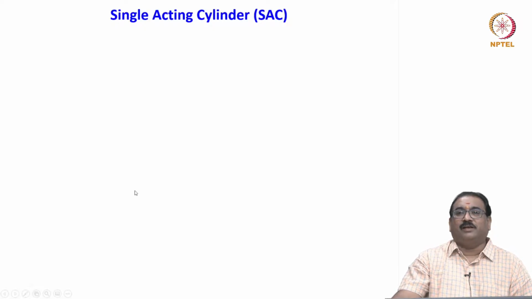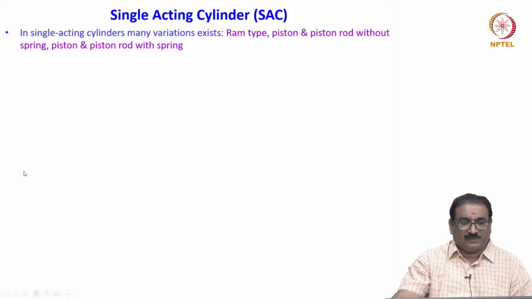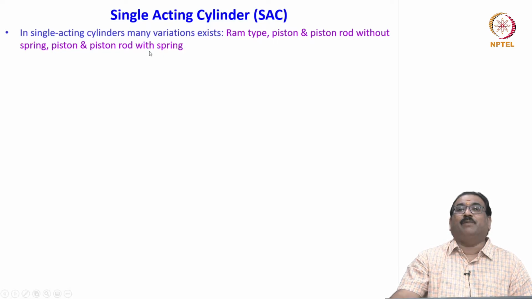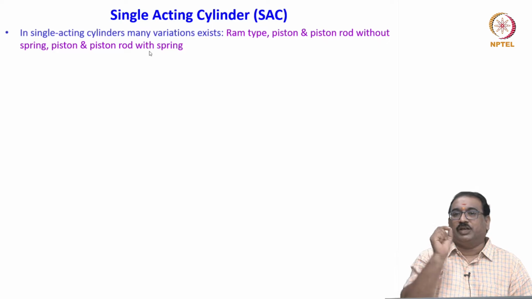After knowing the details about the seals, we will go one by one. The first and foremost thing is single acting cylinders. We will see the constructional details and application where it is used. In single acting cylinders, many variations exist, friend. The ram type is there, piston and piston rod without spring, piston and piston rod with spring. The spring may be used to bring back to the original position after extension.